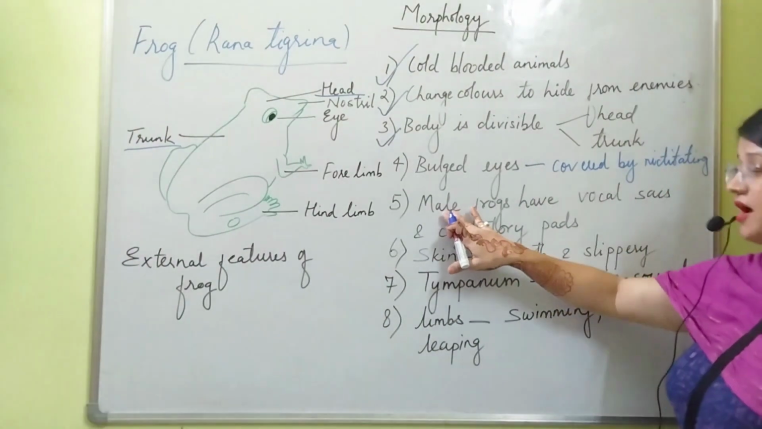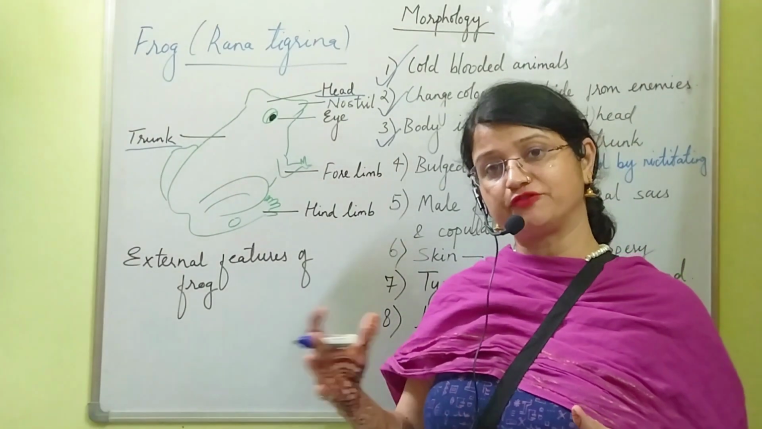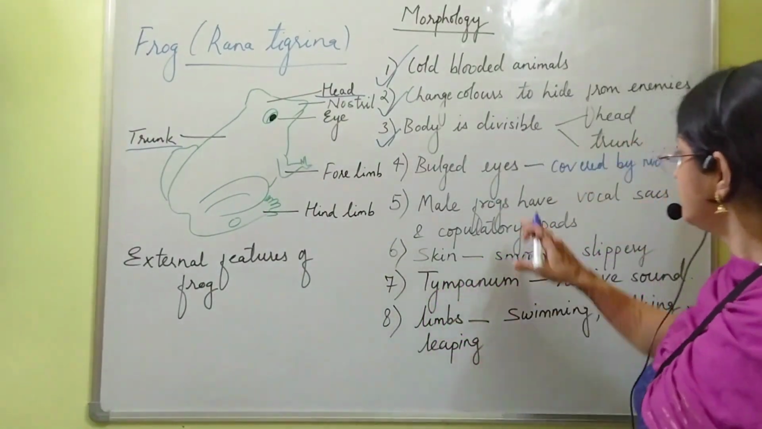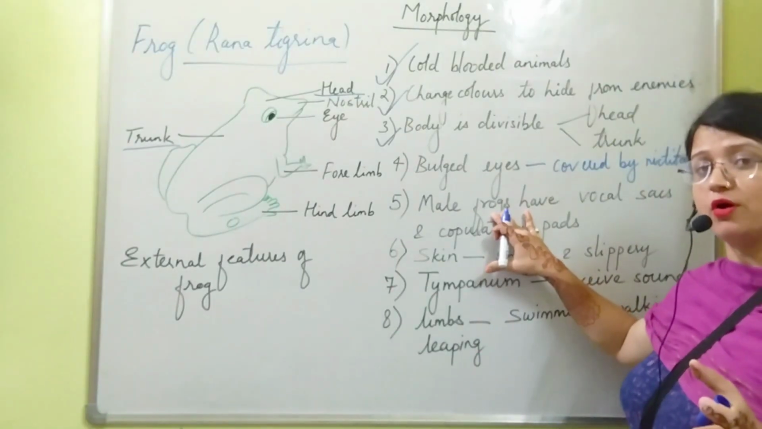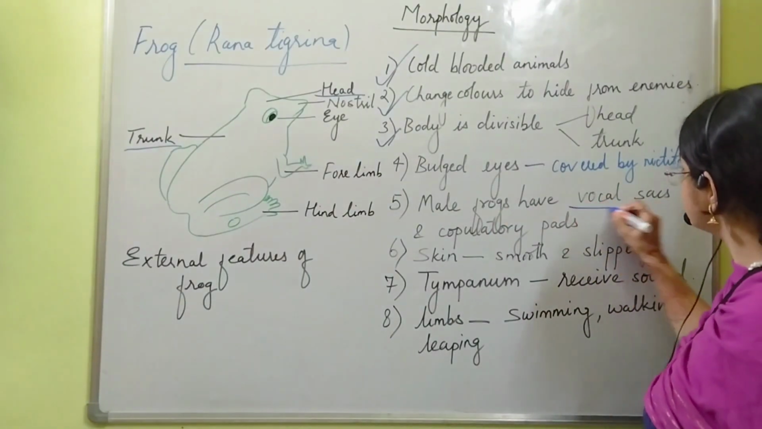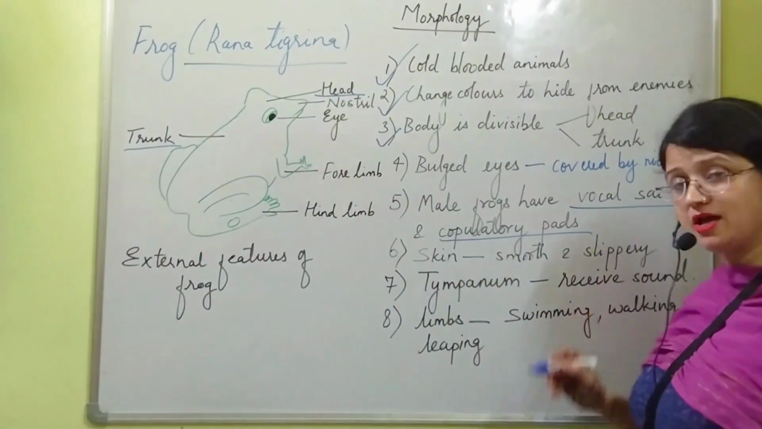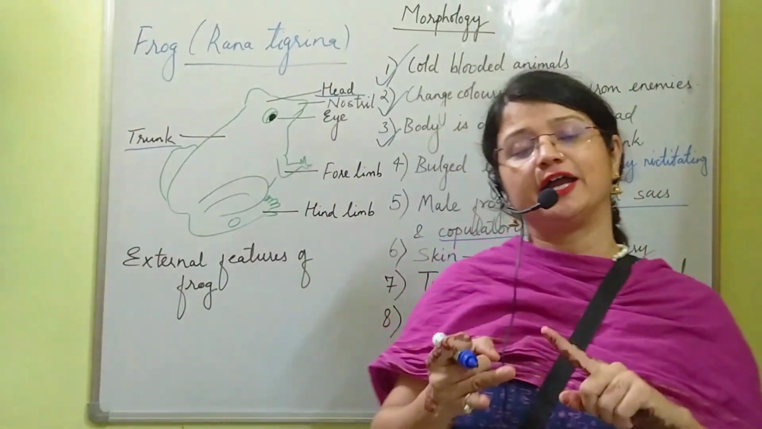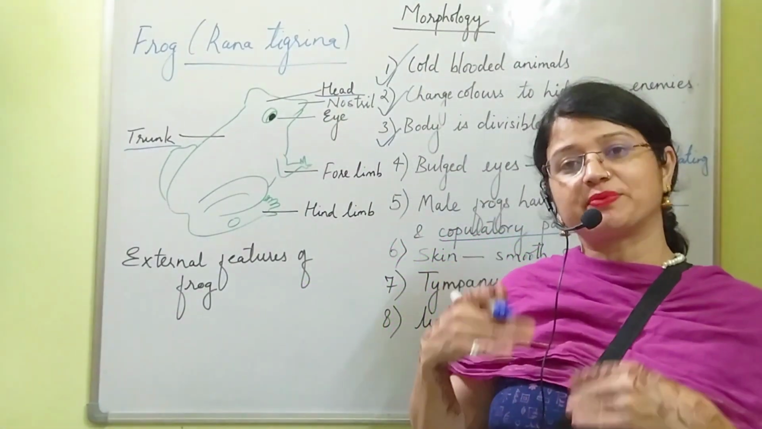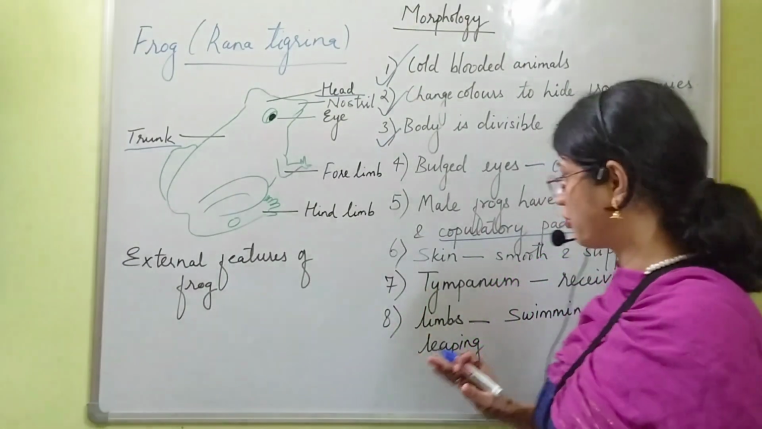Next is, here we can see the sexual dimorphism, that is male frog and female frogs are different. The male frogs can be differentiated from the female frog by having the presence of vocal sac, and second, they have copulatory pads. So these two things, vocal sacs and copulatory pads, these are present in the male frog and it is absent in the female frog.